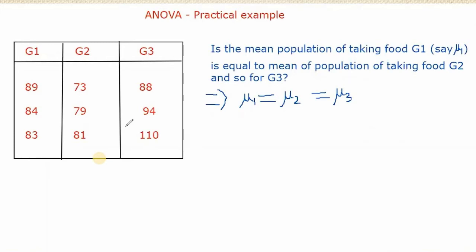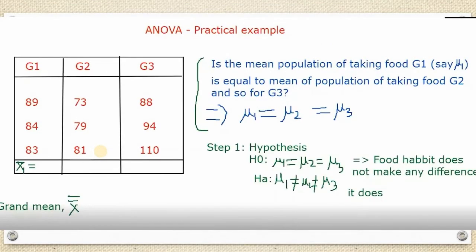The hypothesis we have is whether mu1 is equal to mu2 and equal to mu3. This is my null hypothesis, whereas my alternative hypothesis is that mu1, mu2 and mu3 are not equal. So in the first step we have the hypotheses H0 and HA. My null hypothesis is that food habit does not make any difference, and contradictory to this is the alternate hypothesis, which is that the foods are making a difference in their health.